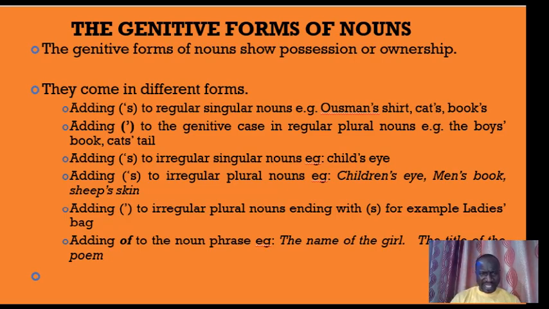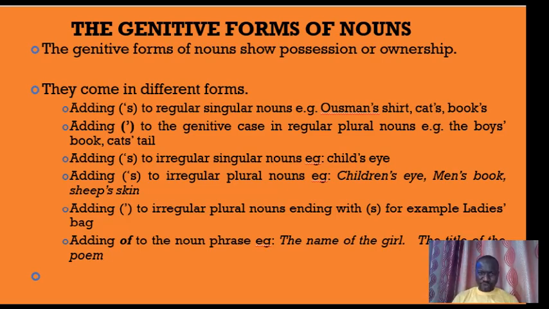Then you come here, number two: adding only an apostrophe to form the genitive case in regular plural nouns. Example, the boy's book, cat's tail.